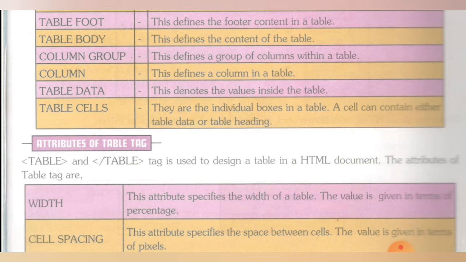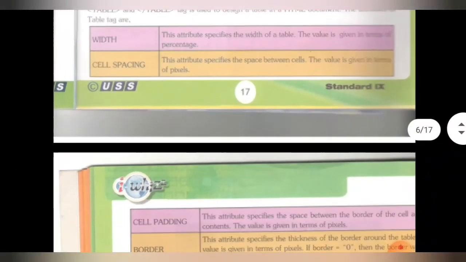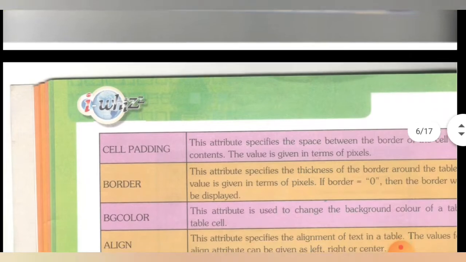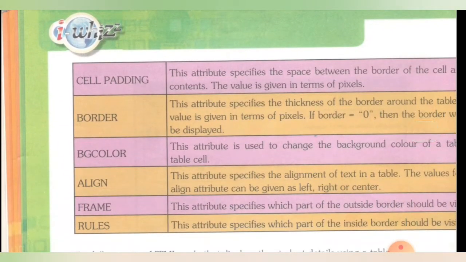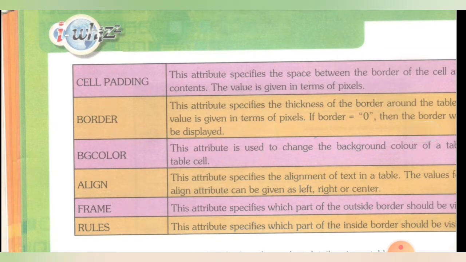You see here the table cells displayed, one square, one rectangular box. That rectangular box is known as a cell. If you want to leave space between one cell and another cell, we can use the cell spacing attribute. Next is cell padding. This attribute specifies the space between the border of the cell and its content. And then border: if you want to set the thickness of the lines, column lines and row lines, we can use the border attribute. The bgcolor attribute is the background color. If you want to specify a specific color for the table, we use bgcolor.